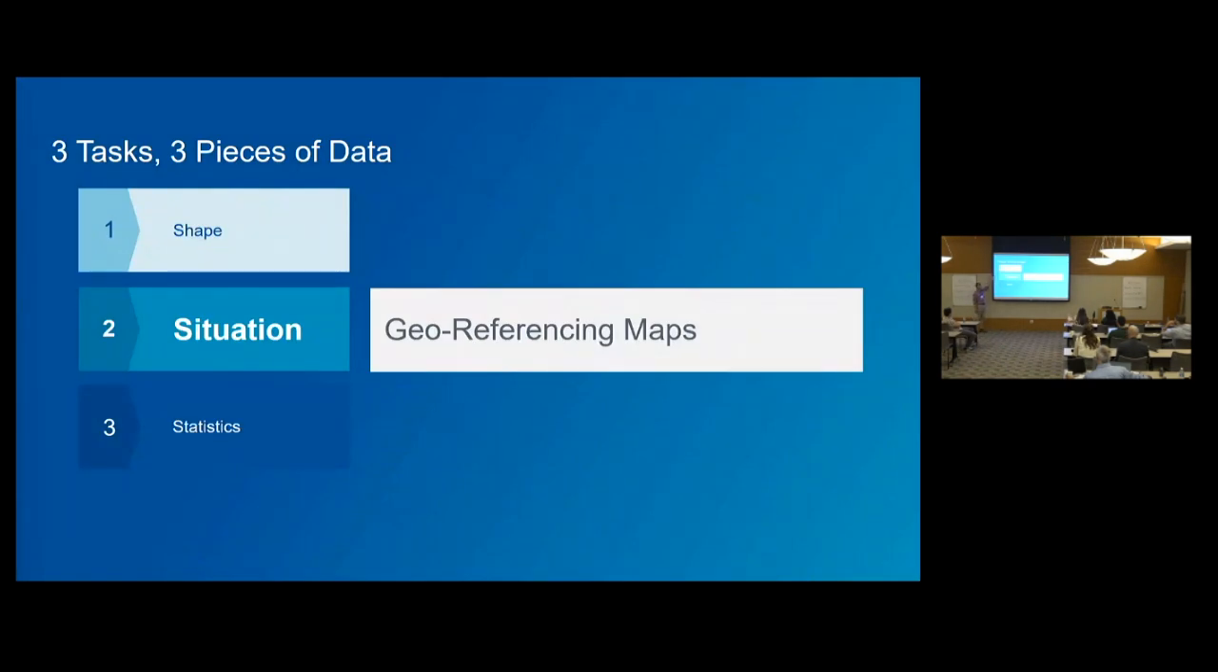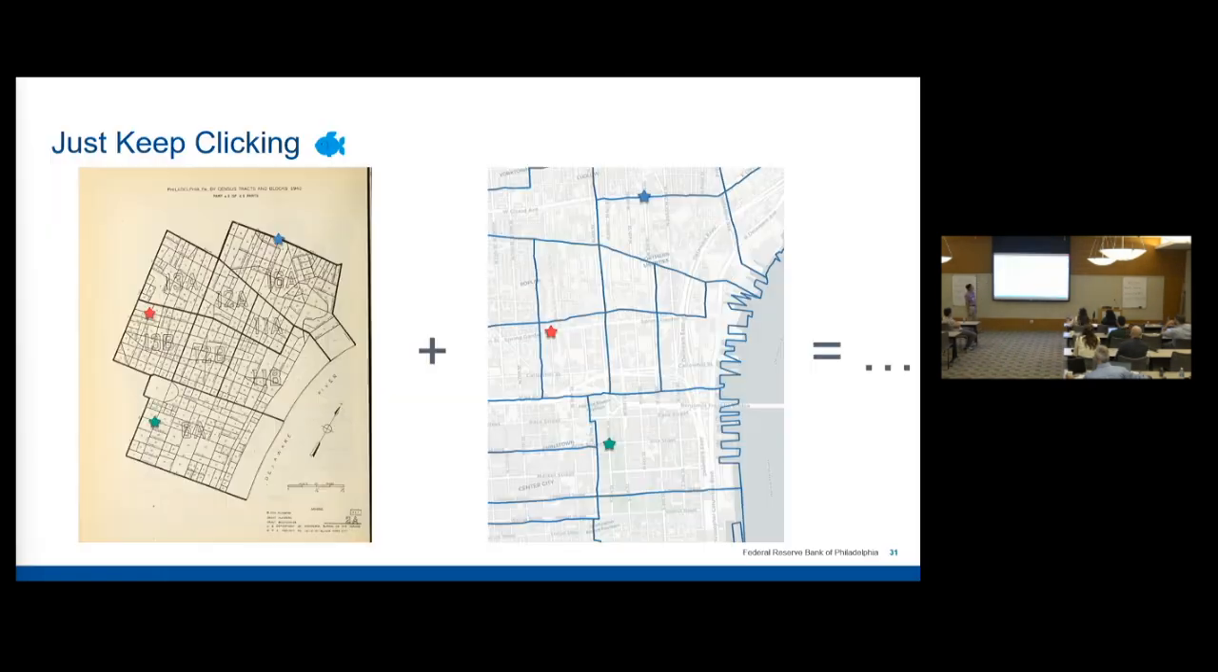Problem number 2, georeferencing, okay? So the traditional method of georeferencing, people here will be familiar with, is we have a scanned map, and then we have a reference map with a known geography. And the traditional method is you find a point in the scan map, a red star, and you find the corresponding point in the real geography, this red star, and you just click, okay?